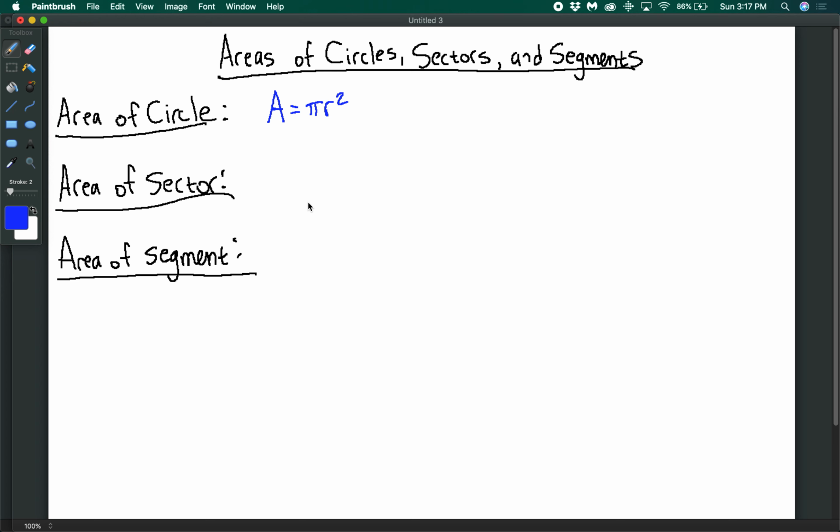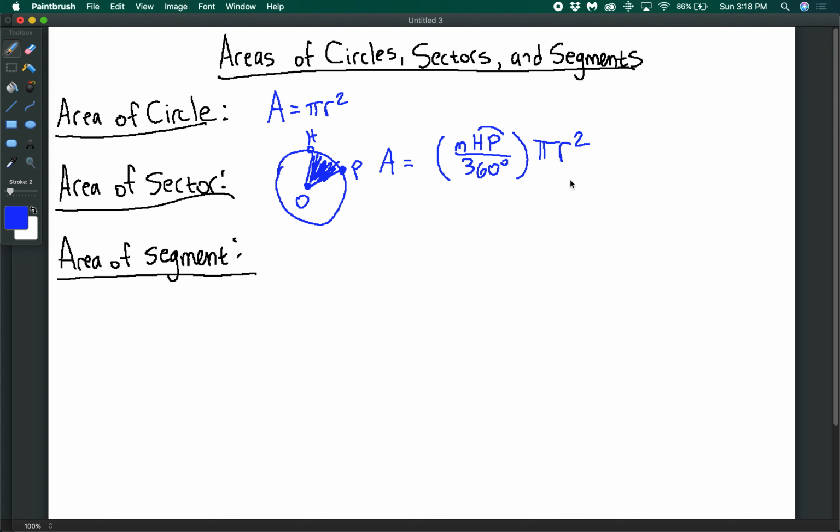Area of a sector. A sector is, if I have a circle like this, and I carve out from the central angle, and I want to find this area here, this is called a sector. I'm going to call this H, O, P, and the area here is going to be equal to the measure of arc HP divided by 360 degrees times pi r squared. And if you think about this, this should make sense.